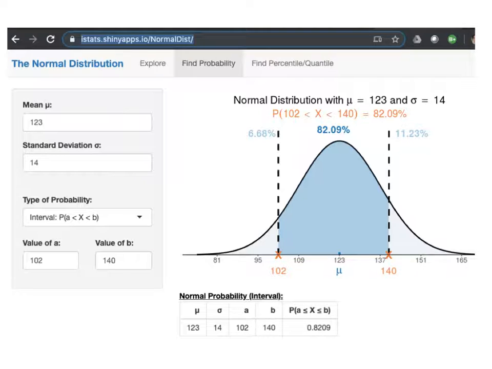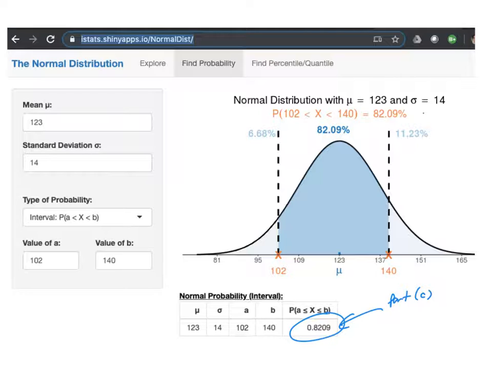And they say, what's the proportion of people who have blood pressure between 102 and 140? And so I can just do that by saying type of probability is an interval and putting 102 and 140 in there, and it draws exactly the picture I want. It tells me that I have 82.09% shaded, which would be a proportion of 0.8209. So that's the answer to part C.